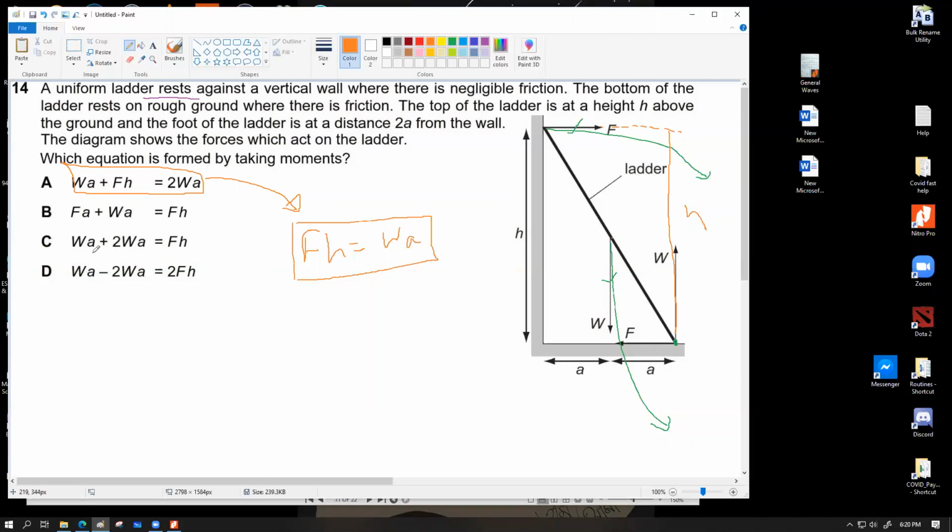Because if you go for the other options, Wa plus 2Wa gives you what? 3Wa equals Fh, not your equation. Here it should be minus Wa equals 2Fh. This is not your equation. So this is supposed to be the correct answer. A is the correct response. Have you understood up to this point? I'm going to discuss further why this question actually popped up. I'm going to explain that. But have you understood up to this point?